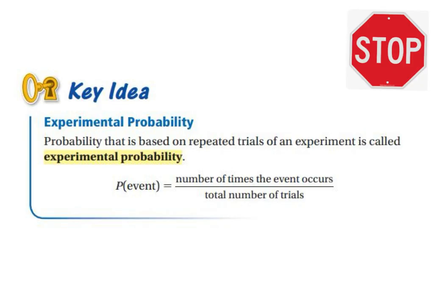Please pause at this moment and write down your first vocabulary word. Your first key idea is experimental probability. That is probability that's based on repeated trials of an experiment. The probability of an event is the number of times the event occurs divided by the total number of trials. So for example, if you flipped a coin 10 times and you landed 4 heads, your experimental probability would be 0.4.